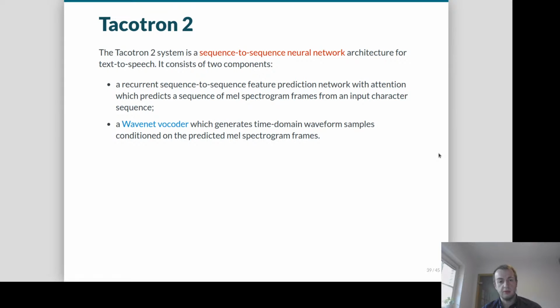And then from these spectrogram frames, the second component, which is the vocoder, will take them as input and produce as output the actual waveform that we can listen to. Basically, this vocoder will generate time domain waveform samples conditioned on the predicted spectrogram frames produced by the recurrent neural network.